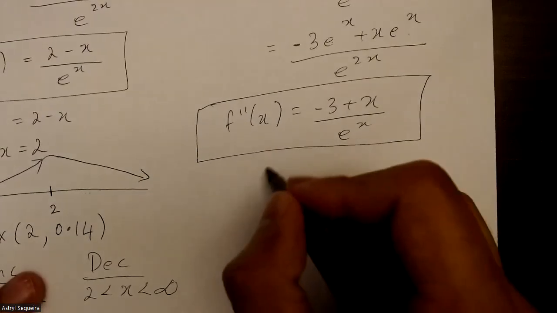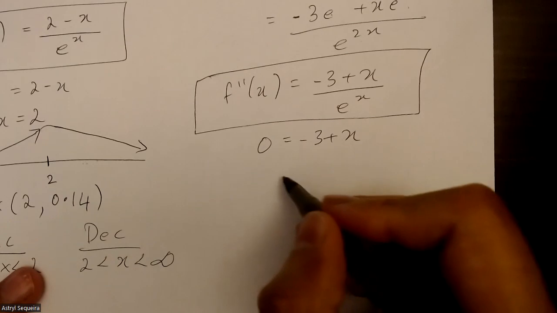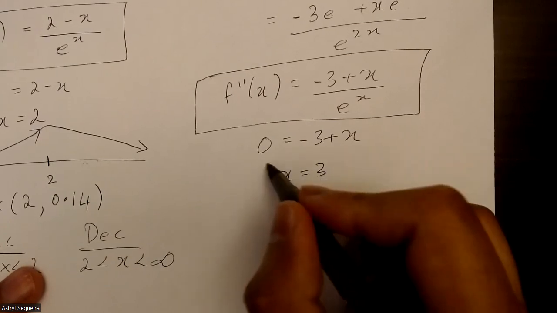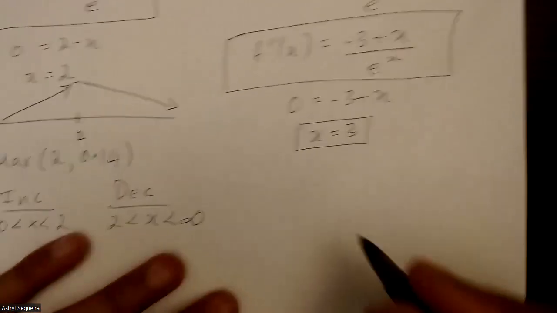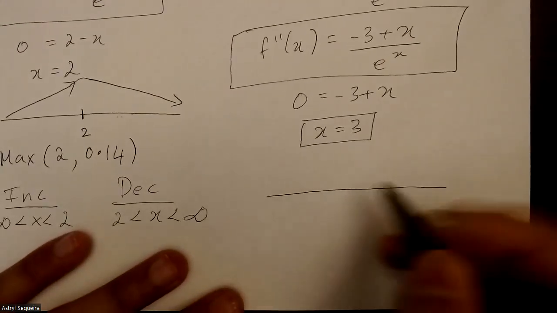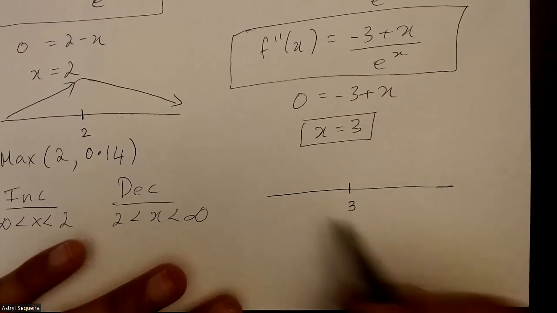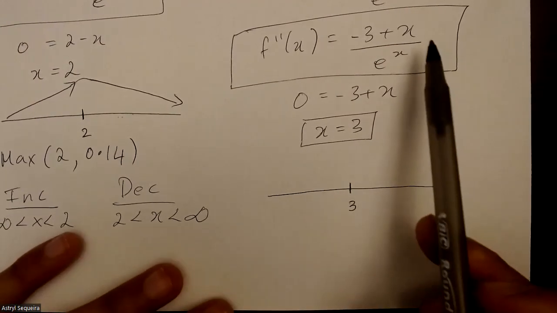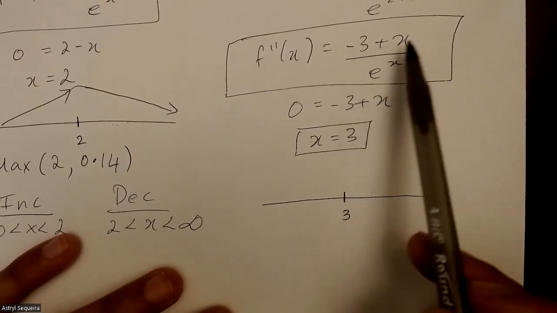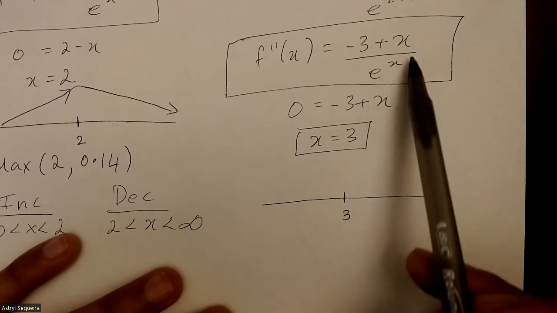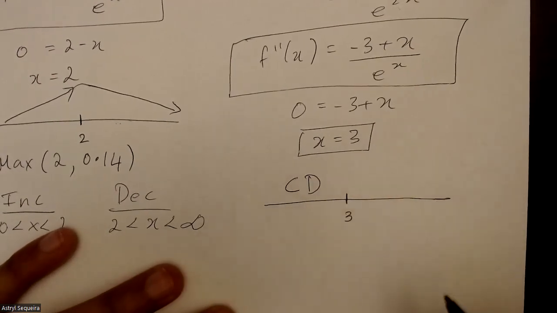I'll make this equal to 0 and solve again to find the inflection point. My inflection point is just x equals 3. I'll put this on a number line again to find my intervals of concave up and concave down. So I'll pick a value less than 3. I'll pick 0 again, and I'll sub it into my derived equation here. So negative 3 plus 0 is negative 3 divided by 1. So it's negative 3. So if it's negative, it's going to be concave down.